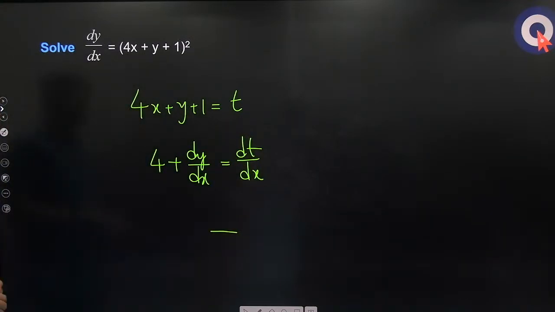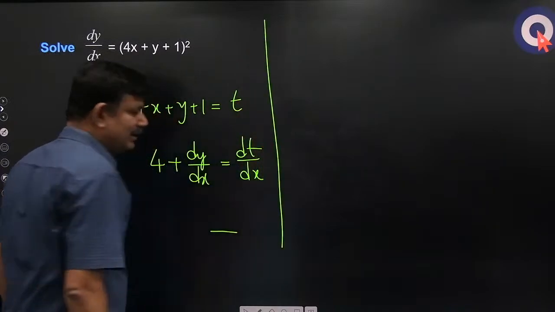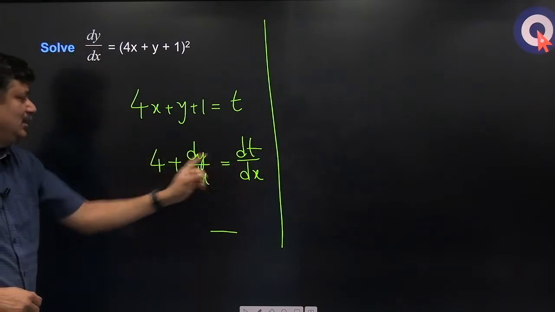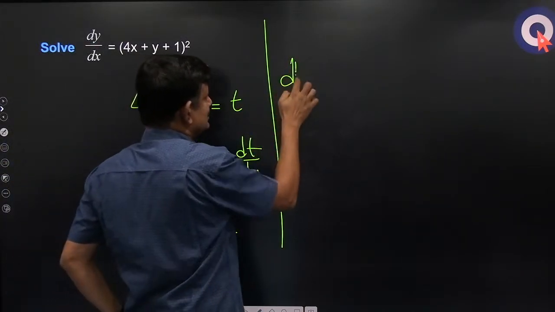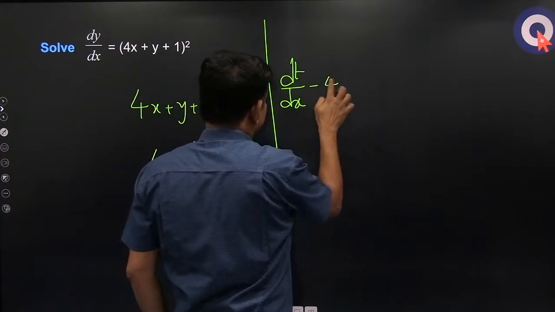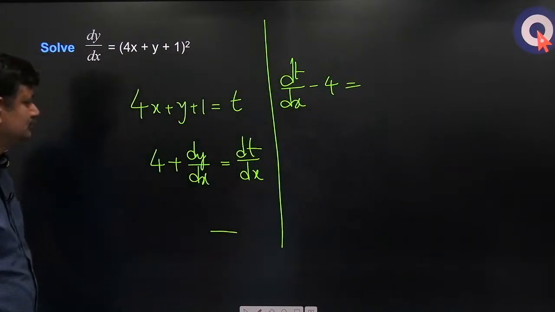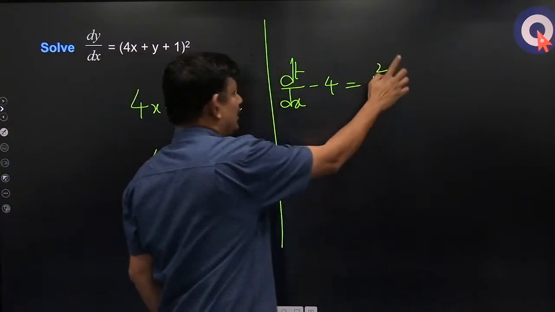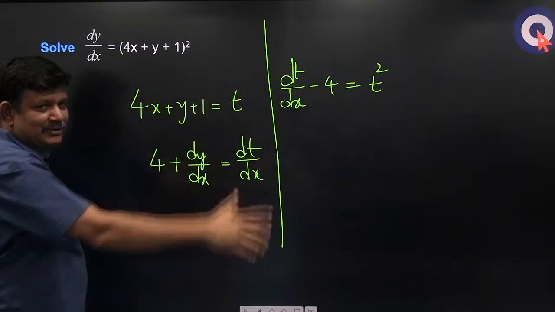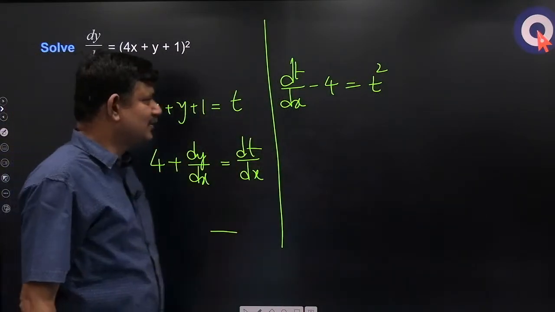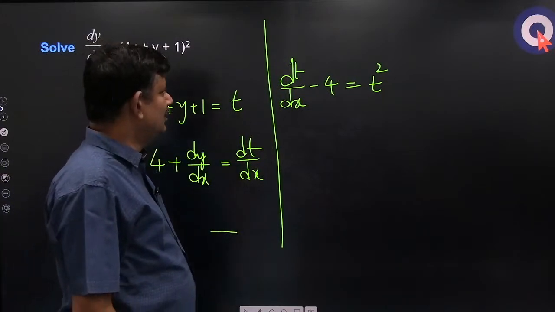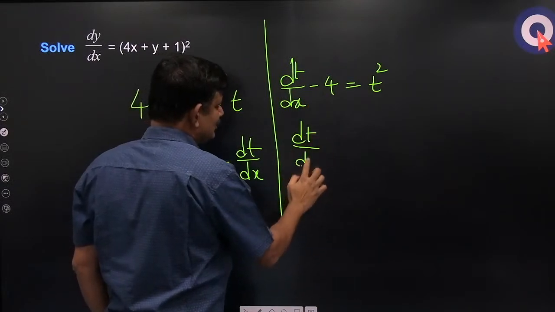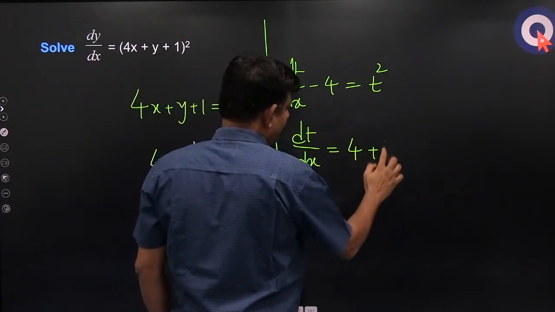Okay. Now write everything in terms of t, not y. dy by dx, what is it? dt by dx minus 4 is equal to 4x plus y plus 1 whole square, which is nothing but your t square. 4x plus y plus 1 is what? t. So 4x plus y plus 1 whole square is what? t square. तो हो गया खत्म बात. ये 4 को उस तरफ भेज दो. dt by dx is equal to 4 plus t square.